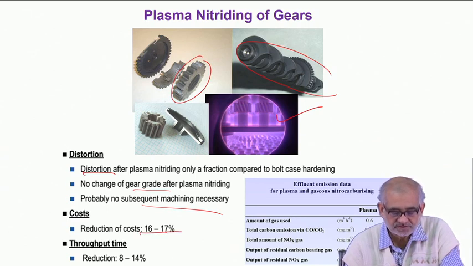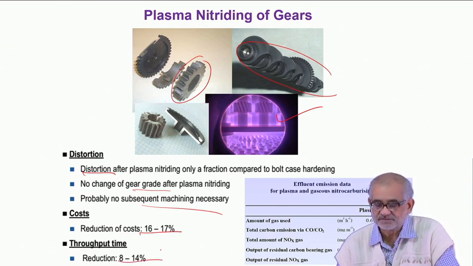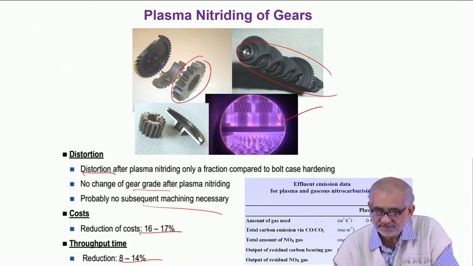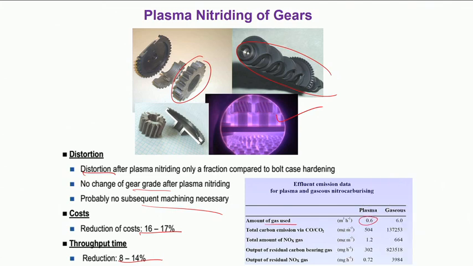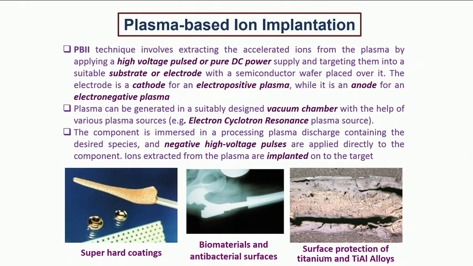The cost is lower, so the process is more economical, and also time wise you require less time, maybe 10–15% less. So this is what we have already discussed, that the gas used is about an order of magnitude lower. The carbon emission, the NOx emission, they are much lower in case of plasma. Also the carbon bearing gas emitted from the chamber is much lower in case of plasma. So economical, both time and material wise, more efficient, temperature lower, gas consumption lower, and certainly more environment friendly.